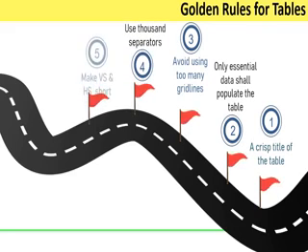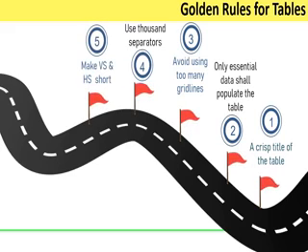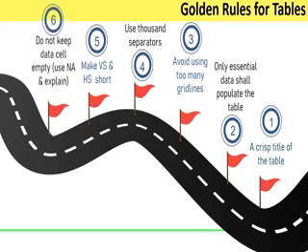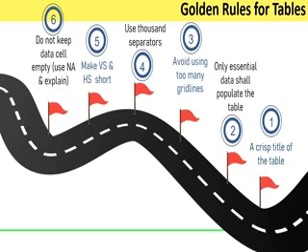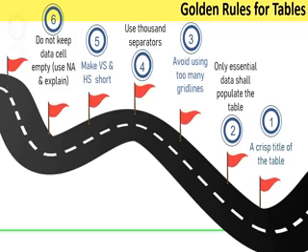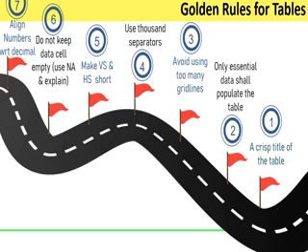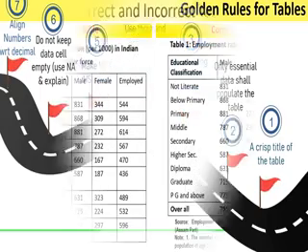Use 1000 separators. Make the vertical stub and horizontal stub, that is the column heading and row heading, short. Do not keep a data cell empty. Use not available or not applicable, that is NA, and give an explanation of what NA means. Align numbers with respect to decimals. If you have numbers with decimal points, alignment should be by the decimal, not right, center or left alignment, so that all decimal points come one just below the other.